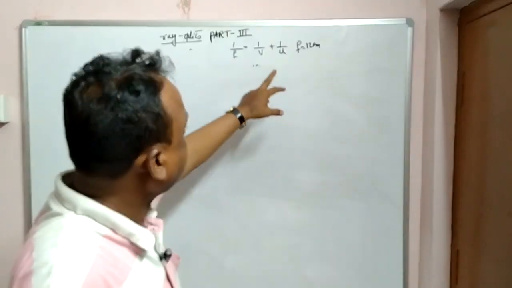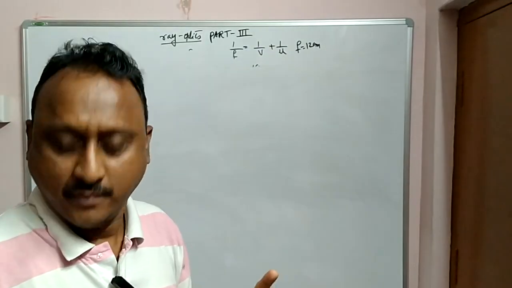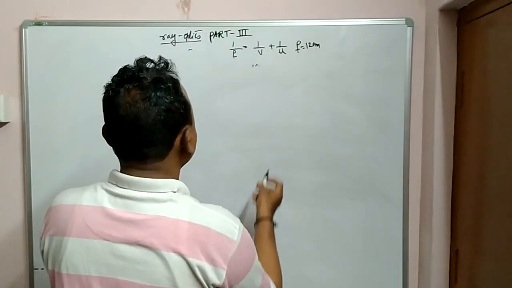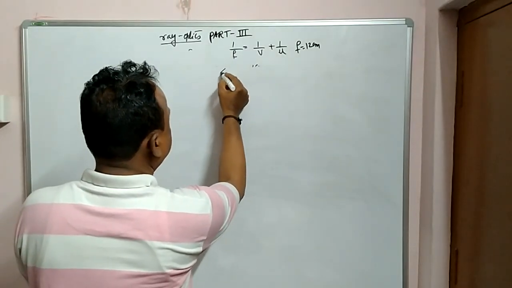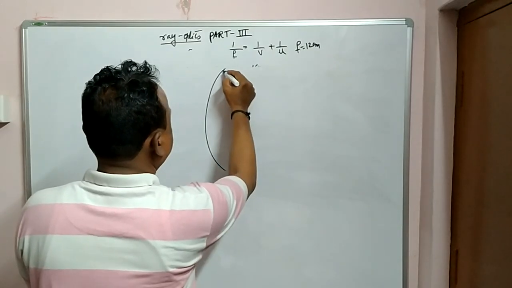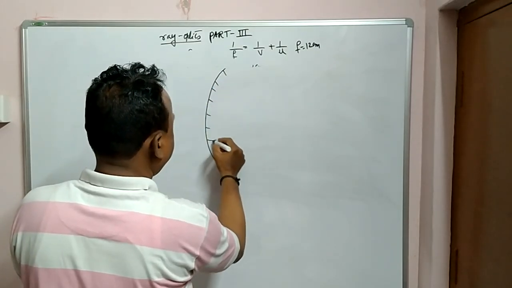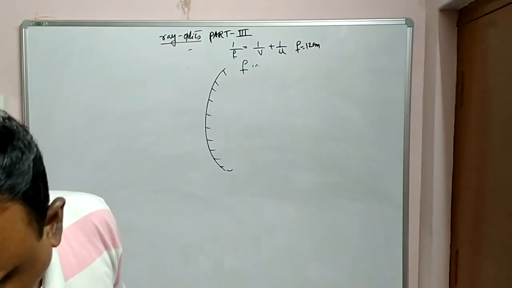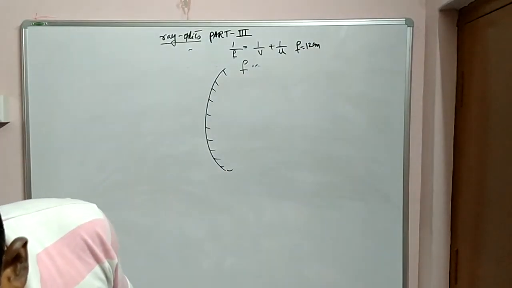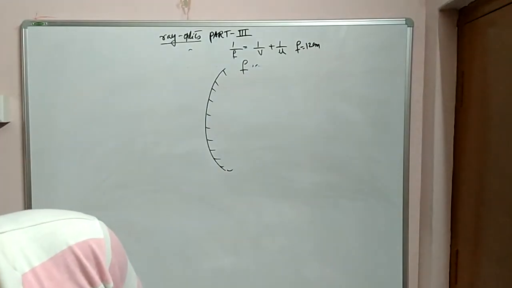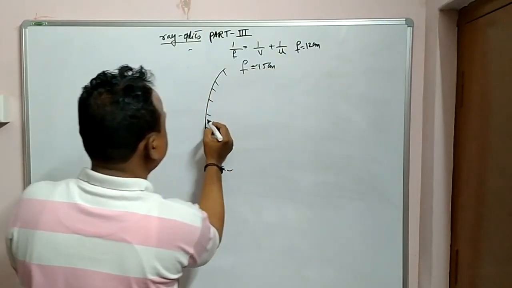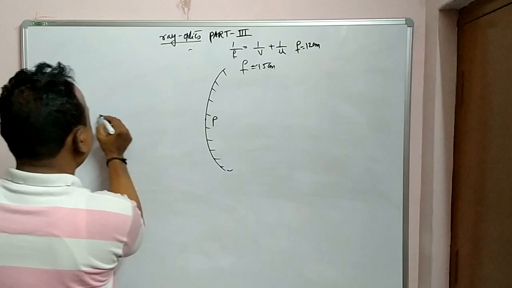Now just now we saw the concave mirror problem. Now let us see for the convex mirror. See, in convex mirror, if you observe carefully, the structure will be in this fashion. This is convex mirror. Here the focal length is given as around 15 cm. Focal length is given as 15 cm. This is the pole. Okay.